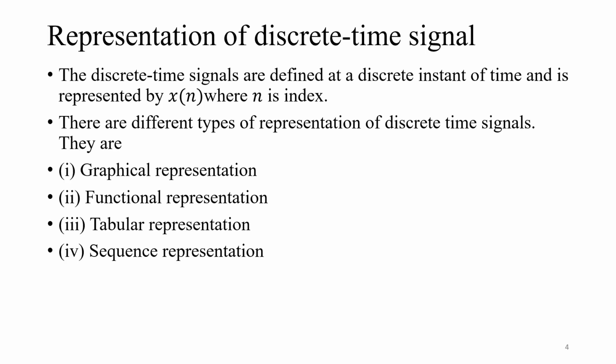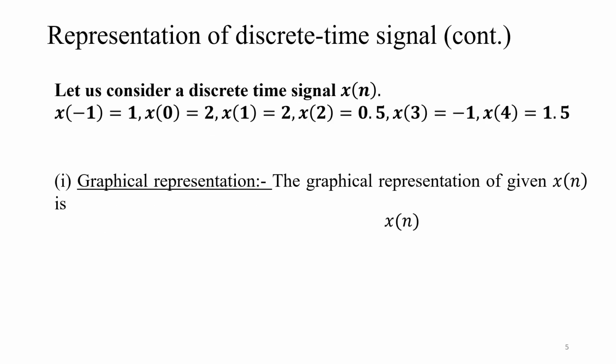So there are different types of discrete time signal representation. There are four types: graphical, functional, tabular, and sequence representation. Let us go one by one with examples. Let us consider a signal x of n, and we have to represent x of n using all four methods: graphical, functional, tabular, and sequence.